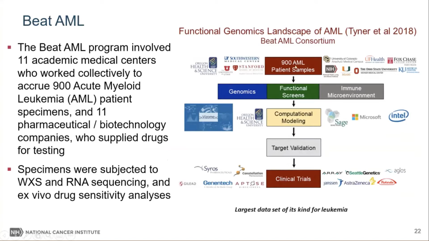The 900 AML samples are undergoing functional screening, and then after the functional screens, there's computational modeling and target validation to look at demonstrating the drug effects on the target so that an overall therapeutic benefit can be provided. Clinical trials are conducted on the validated targets, and what they're looking at is mutants that are sensitive to drugs and drugs that are affecting mutants are identified. There's whole exome and RNA sequencing data that's captured. There's also ex vivo drug sensitivity analysis that is performed.